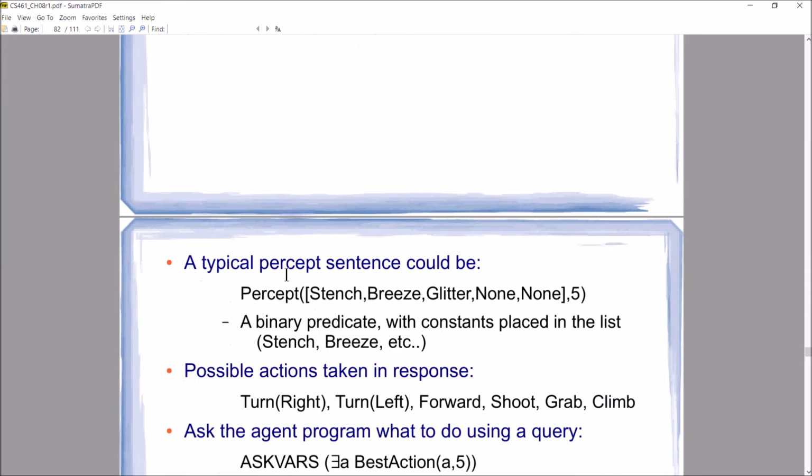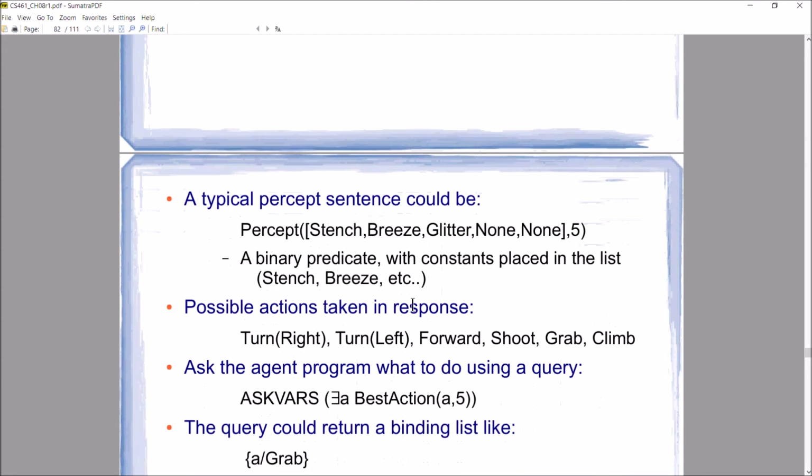So here's what a typical percept sentence could look like. Here's what the agent perceives: stench, breeze, glitter. Nothing else on turn 5. So what we have is a binary predicate that has constants placed in the list. Here are some possible actions that could be taken in response, defined in first order logic: turn right, turn left, move forward, shoot, grab, climb.